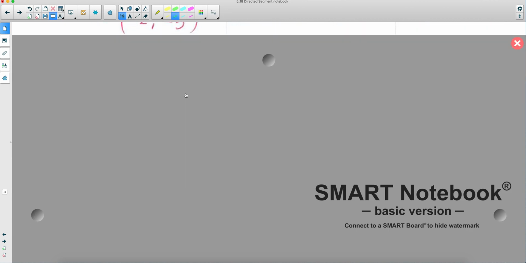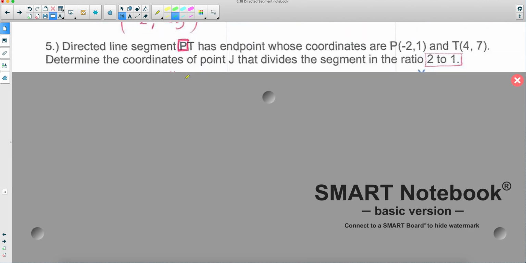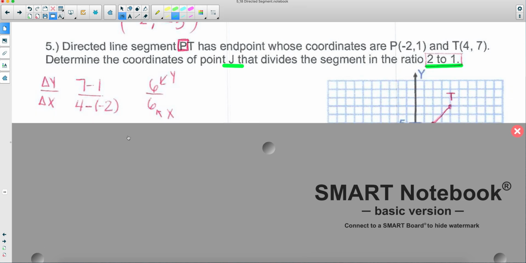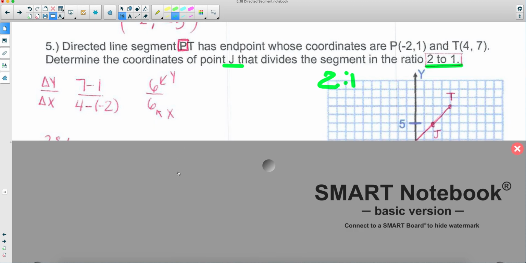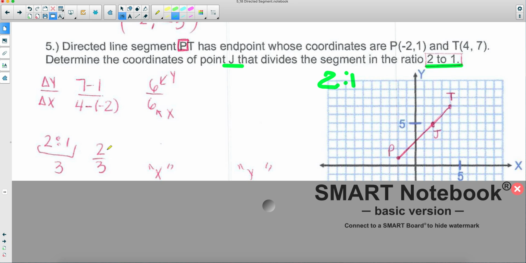All right, and then finally number 5. So we have PT, we have to find point J, so divide it into a 2 to 1 ratio. So again, change in y over change in x should be the first part. There it is, change in y, change in x, 6 over 6. Next, let's deal with the ratio. If it's 2 to 1, it really just means 2 to 1. So that means 2/3 is our fraction.